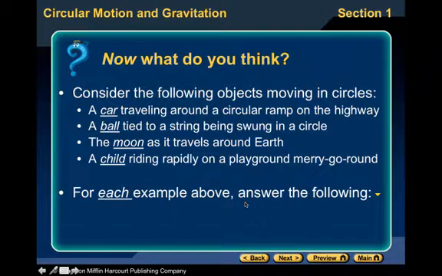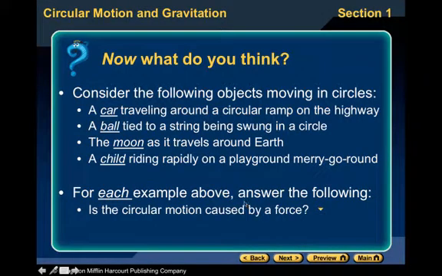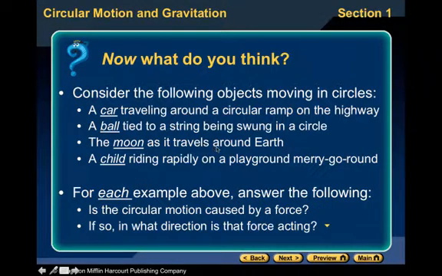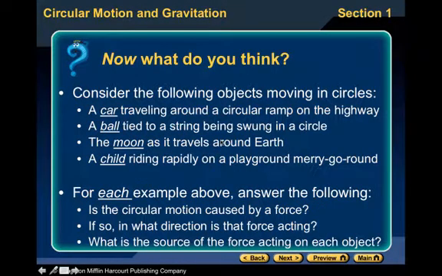For each of these examples, answer the following, and you can do this in your head. Is the circular motion caused by a force? If so, in what direction is that force acting, and what is the source of the force acting on each object? Think about that for a couple seconds.